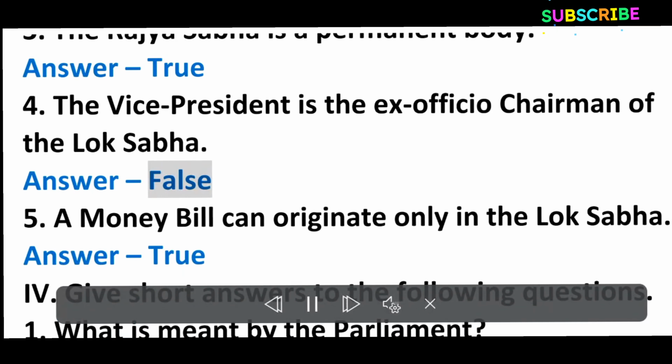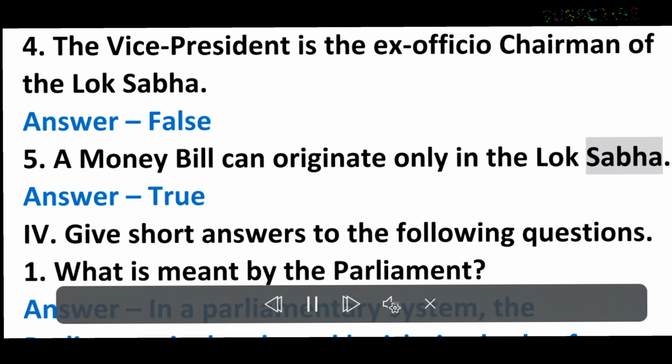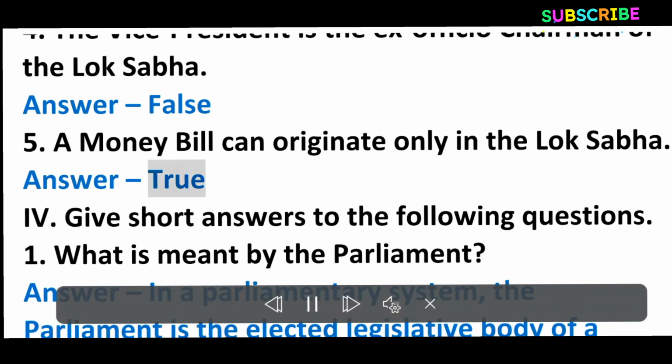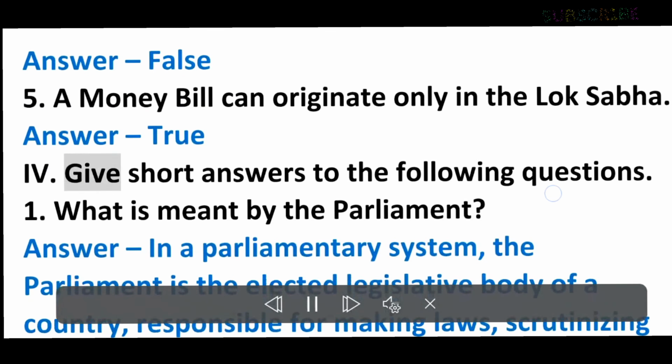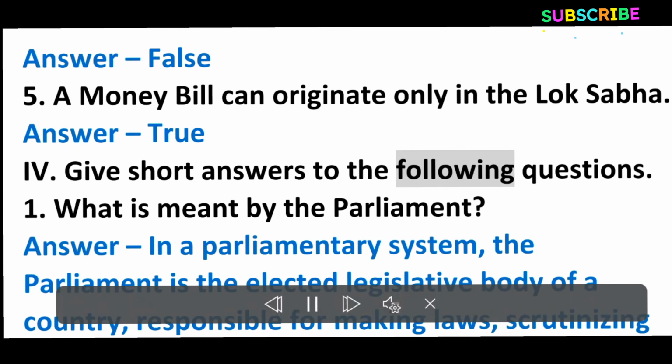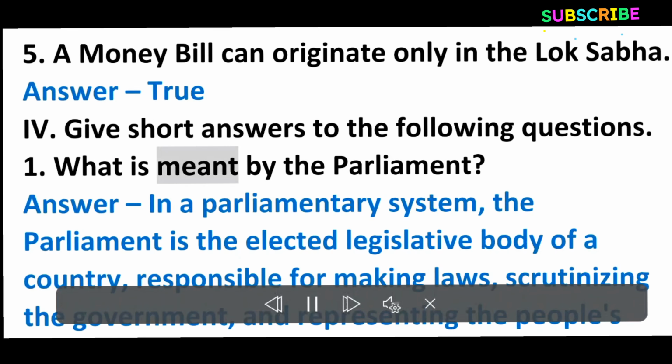4. The Vice President is the ex officio chairman of the Lok Sabha. Answer false. 5. A money bill can originate only in the Lok Sabha. Answer true. IV. Give short answers to the following questions. 1. What is meant by the Parliament?